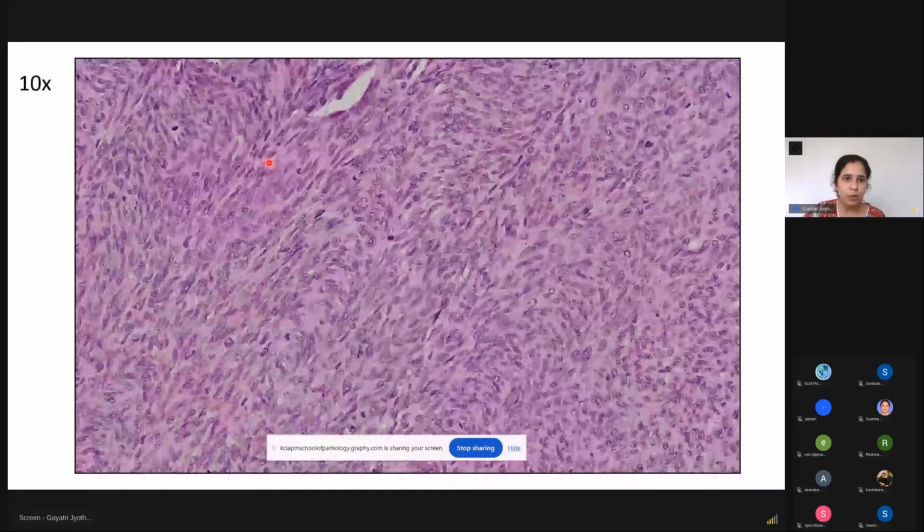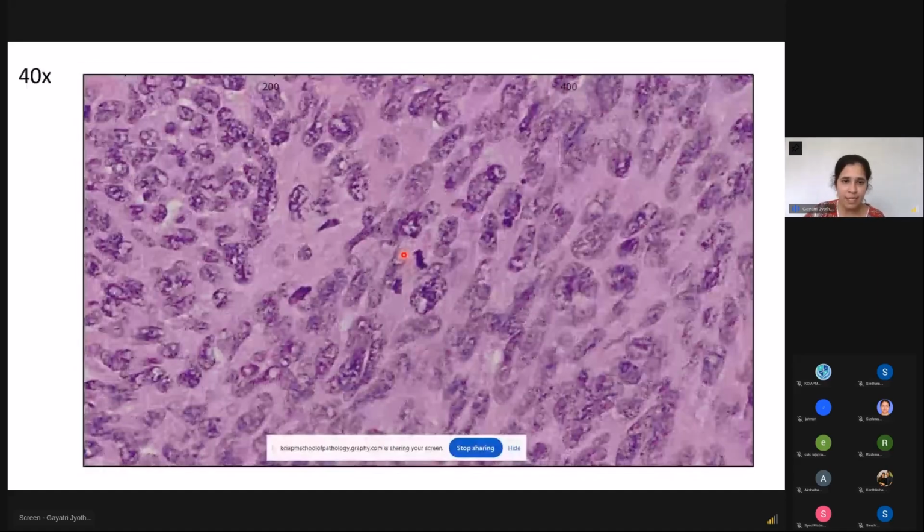On a 10x view of the hypercellular area, we can see many spindle-shaped cells arranged in interlacing fascicles. All these cells are showing hyperchromatic nuclei, and in between we can see mitotic figures. I'm going to go to higher power to explain the morphology of each cell. So these are the individual cells.